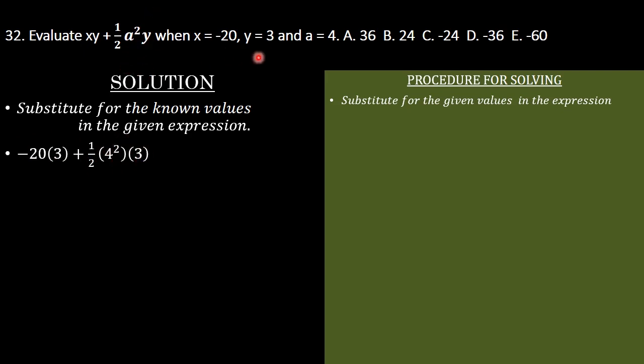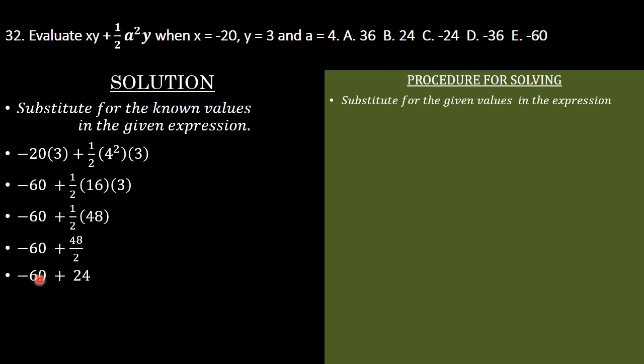Minus 20 multiplied by 3, we have minus 60 plus 1 over 2, 4 squared gives 16. When you multiply this together, you have minus 60 plus 1 over 2, 16 multiplied by 3, we have 48. Minus 60 plus 48 multiplied by 1, we have 48 over 2. Minus 60 plus 48 divided by 2, you have 24. Minus 60 plus 24, minus 36.